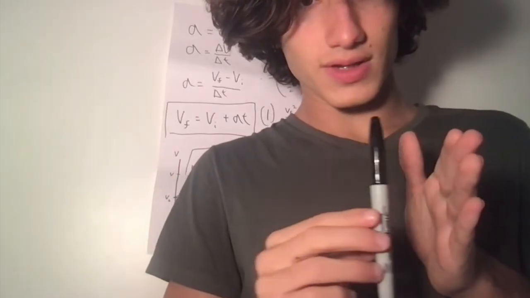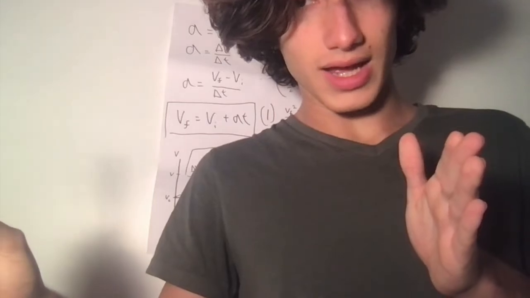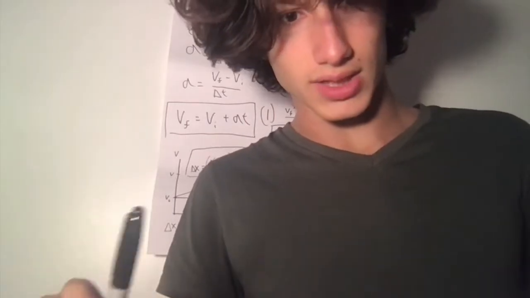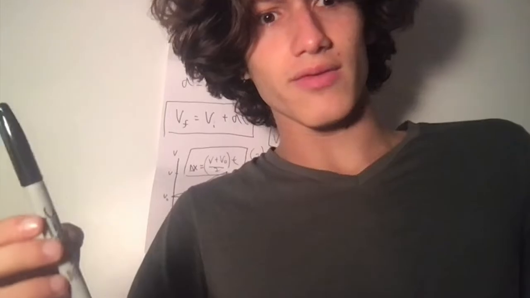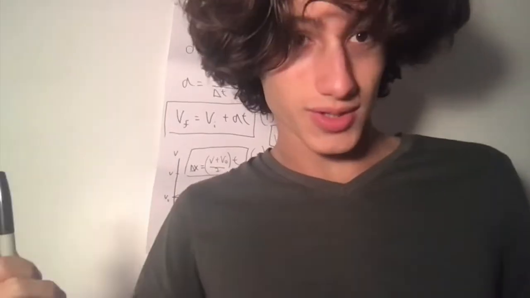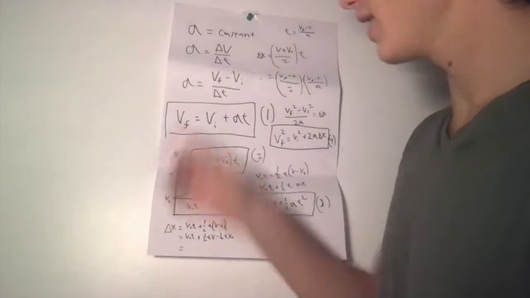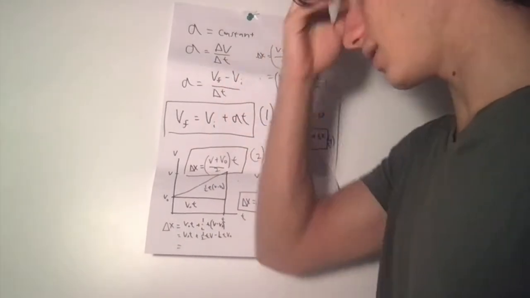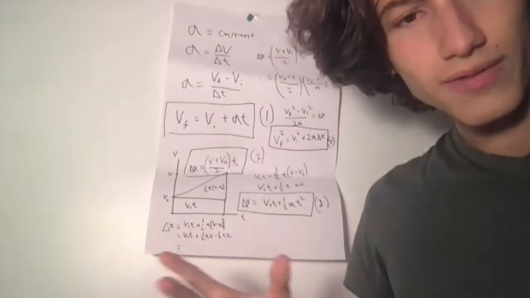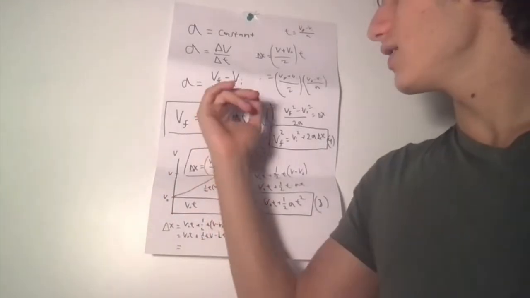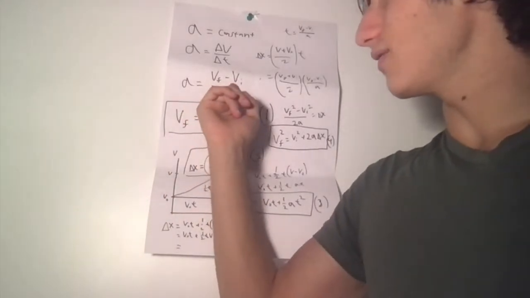Now, if it starts like this and it speeds up, it has a change in velocity. So in the same way that a change in displacement is velocity, a change in velocity is acceleration. That is, it's the rate at which velocity changes. So that's acceleration right here, the difference in v over the difference in t. Another way of saying difference in v is v final minus v initial.